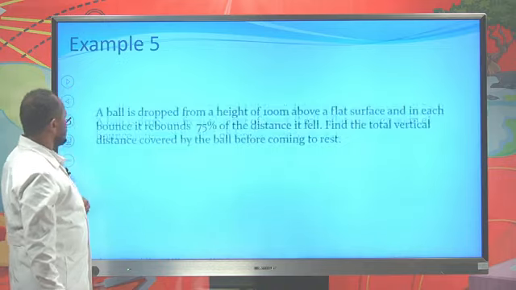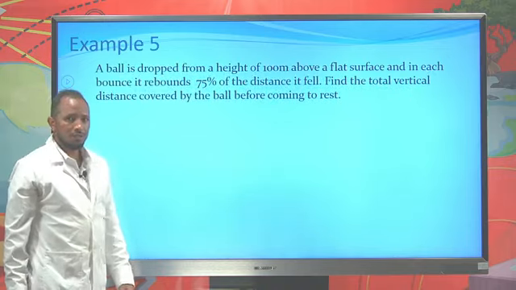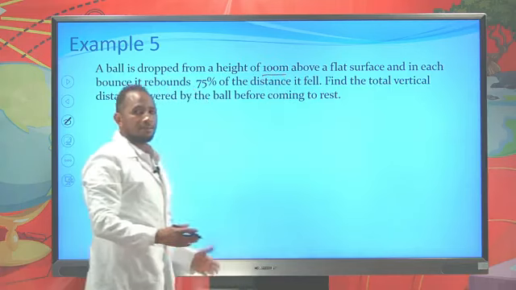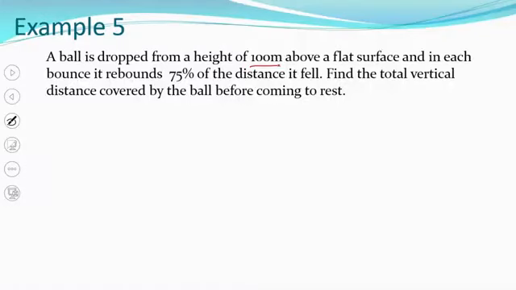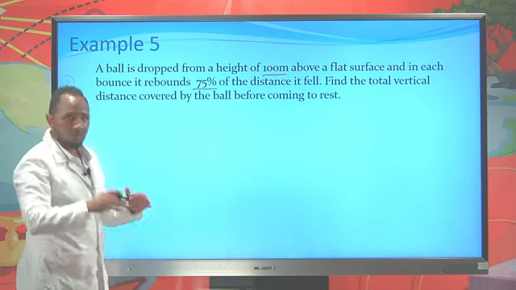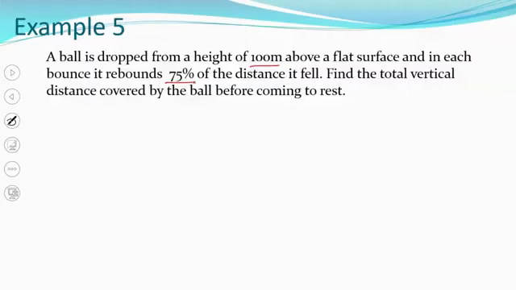Okay, the fifth example is this one. A ball is dropped from a height of 100 meters above a flat surface. In each bounce, it rebounds 75% of the distance it fell. You are asked to find the total vertical distance covered by the ball before coming to rest. Let's see this.